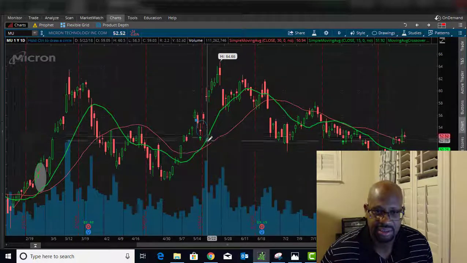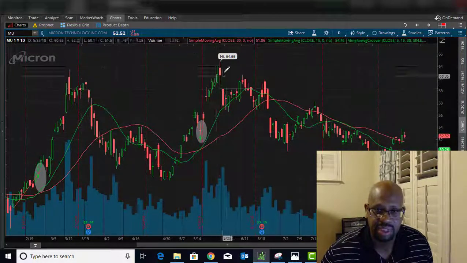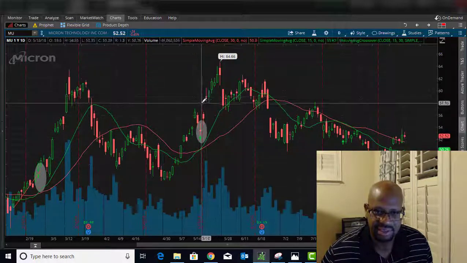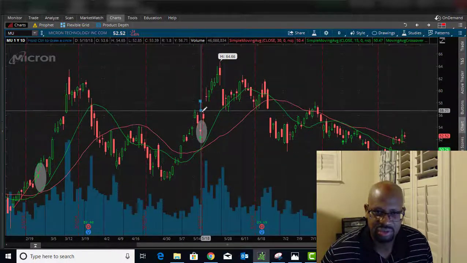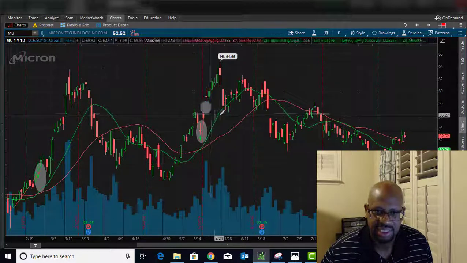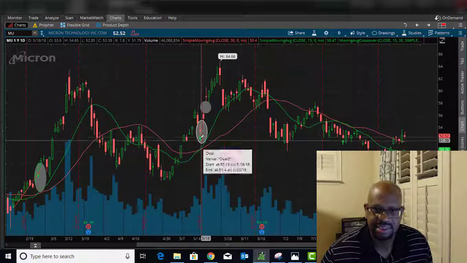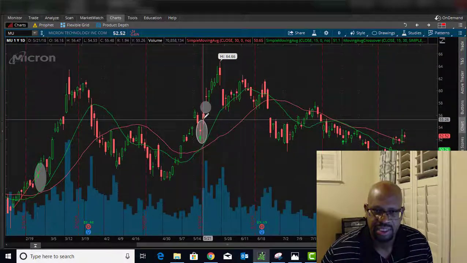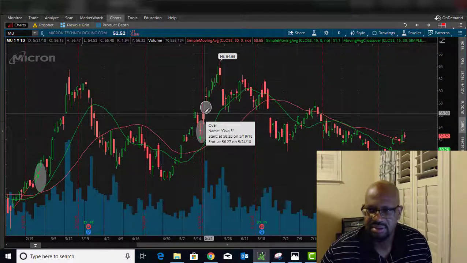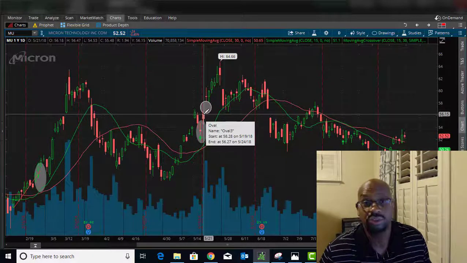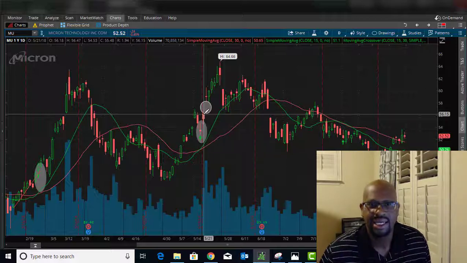So I got in here, and I was able to ride it to the top. Now, the awesome thing, this doesn't always happen, but there was some good news that came out, and that's why you see this gap. All this means is I got in at 54, I wrote it up here, I'm up $2. I didn't sell because I didn't know, nobody knows anything, but I felt like it had more room to run.